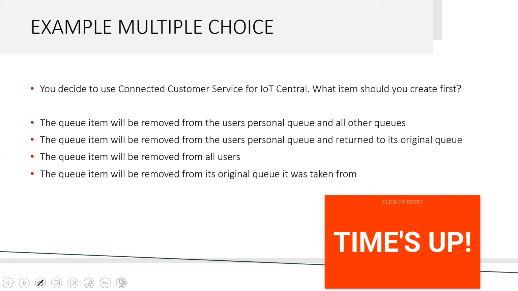The next question we have in line is talking about if you decide to use the connected customer service for IoT Central, what item should you create first? Option A, the queue item will be removed from the user personal queue and all other queues. Option B, the queue item will be removed from user personal queue and returned to its original queue. Option C, the queue item will be removed from all users. Or is it option D, the queue item will be removed from the original queue it was taken from? So let's get your answers on the chat, and let me start the timer now.